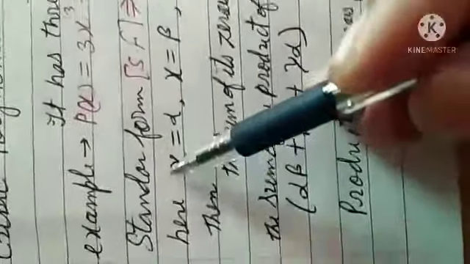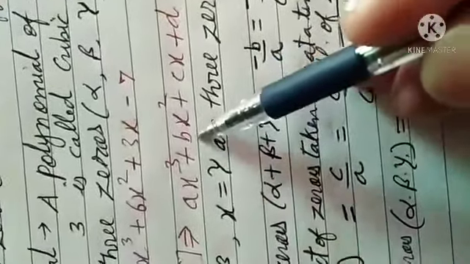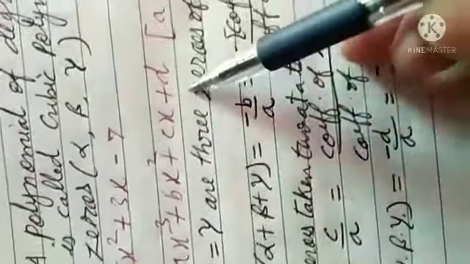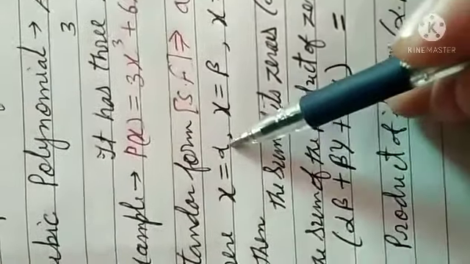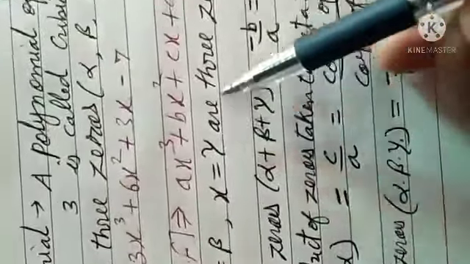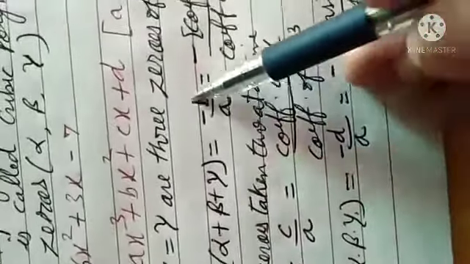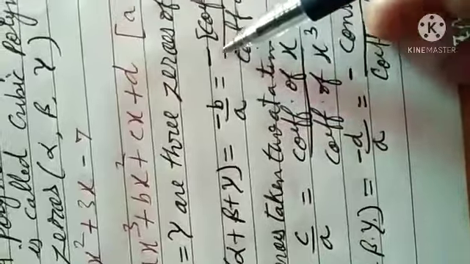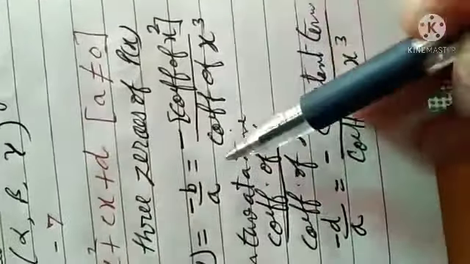So the standard form of a cubic polynomial we write in this way: ax to the power 3 plus bx to the power 2 plus cx plus d. Here a is not equal to 0. So x is equal to alpha is the first zero, x is equal to beta is the second zero, and x is equal to gamma is the third zero. So 3 zeros are here. Then the sum of its zeros, alpha plus beta plus gamma, is equal to minus b upon a. If we verify, minus b means minus coefficient of x square, and a means coefficient of x cube.